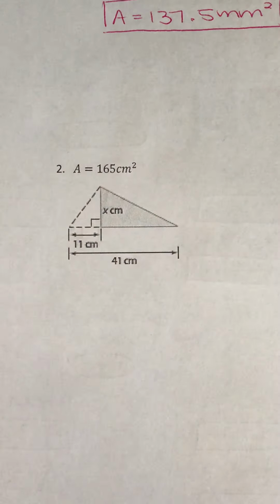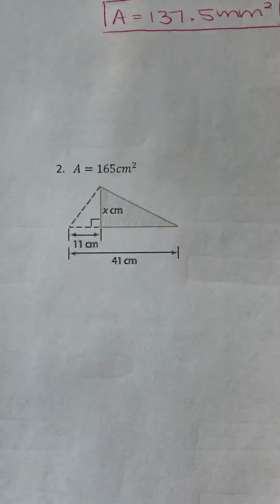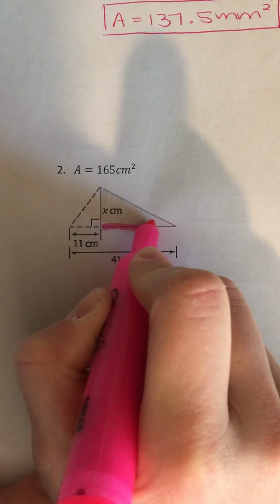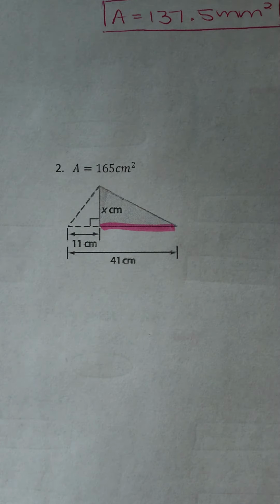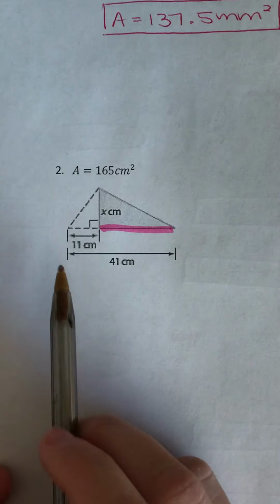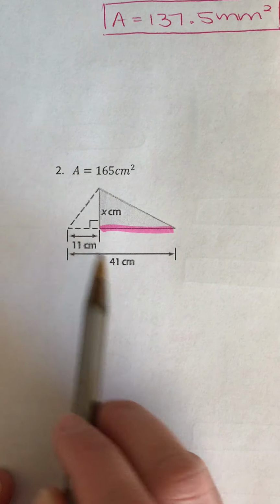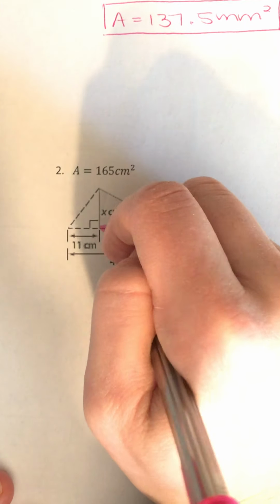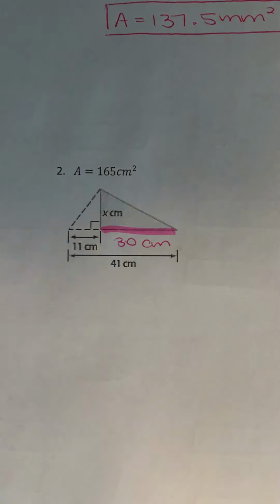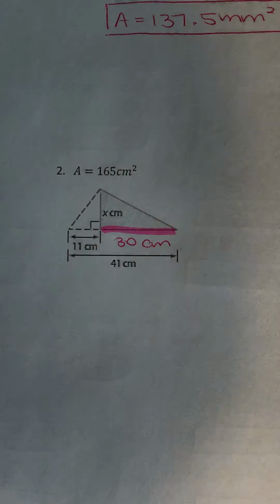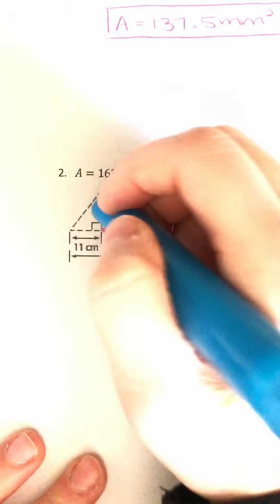The next one's a little tricky. The whole base is not 41. The whole base is right here. So we need to kind of do some critical thinking. If the whole thing is 41 and this little piece is 11, 41 minus 11 is 30. And my height is unknown.